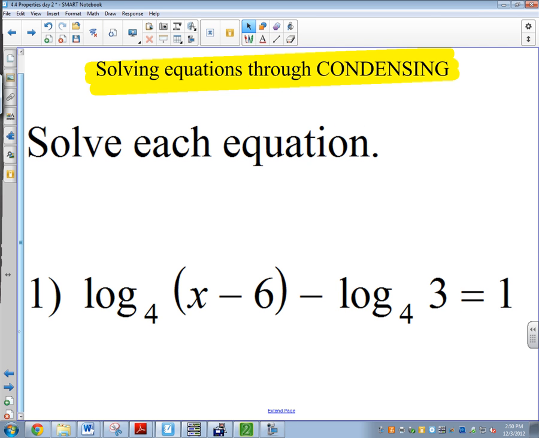at it, there are the word log written 2 times on the same side of the equal sign. We do not like that. Anytime we see log more than once on the same side of the equal sign, we need to condense the problem before we solve it. All right, so that's true on number 1 here.